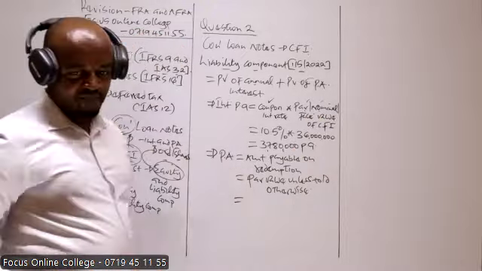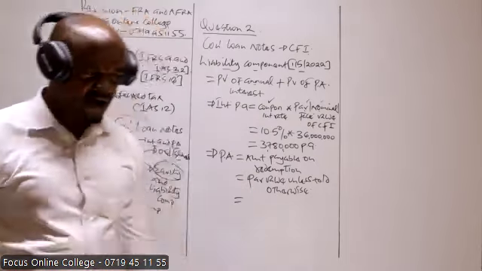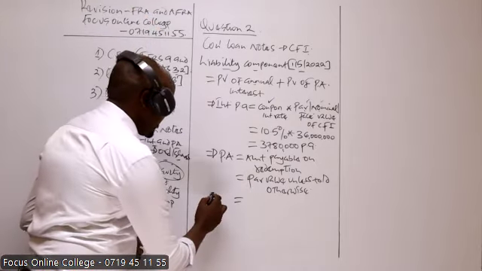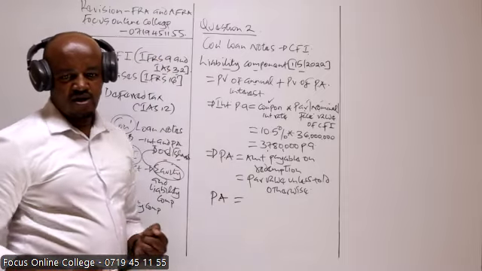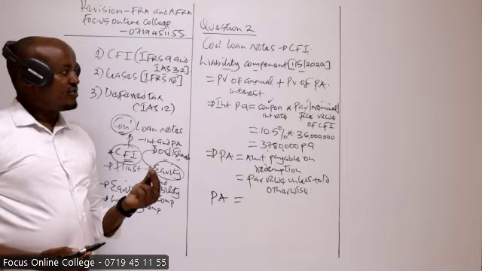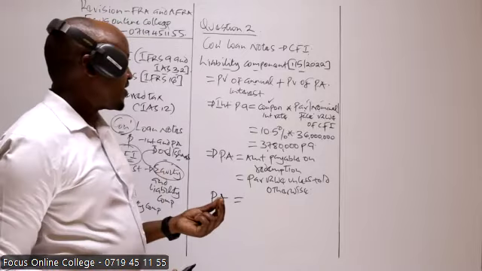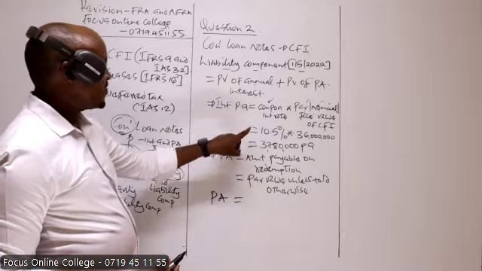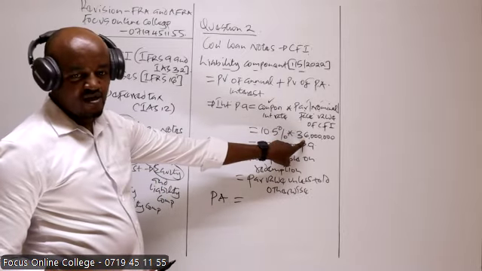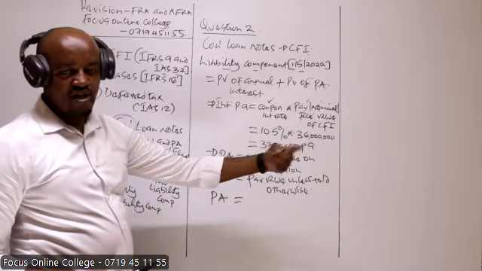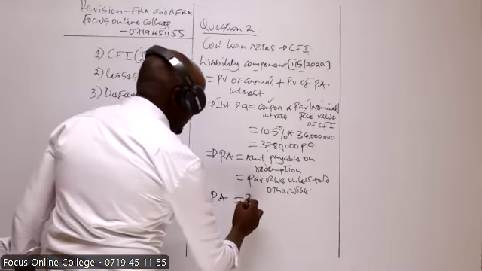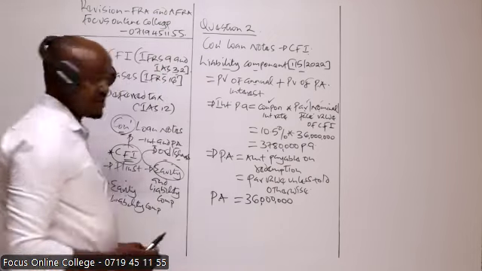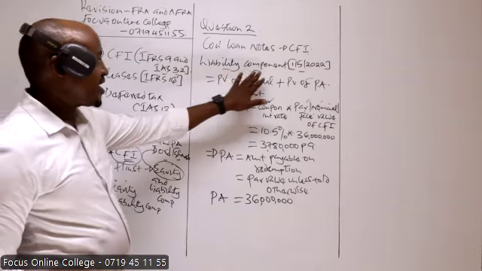And in our case, who can recall what the par or face value of this compound financial instrument is? That amount we have said is 36 million. So the amount to be paid on redemption will be equal to 36 million. Having that, we can proceed and compute the liability component on the date of issue.